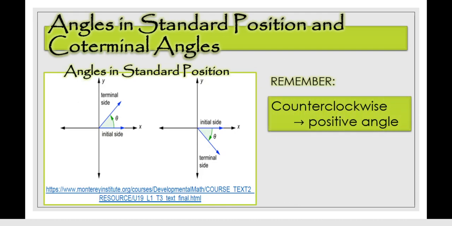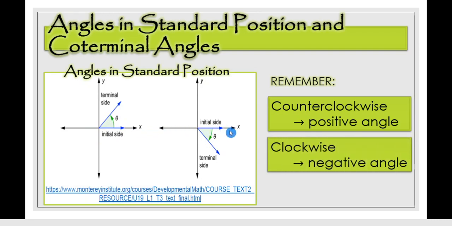So, always remember kapag angles in standard position ang pinag-uusapan, kapag ang ating angle, ang direction niya ay papuntang counterclockwise, katulad nito, counterclockwise ang kanyang direction, it means siya ay positive angle. On the other hand, kapag naman clockwise ang direction ng angle na to, then we can have a negative angle.